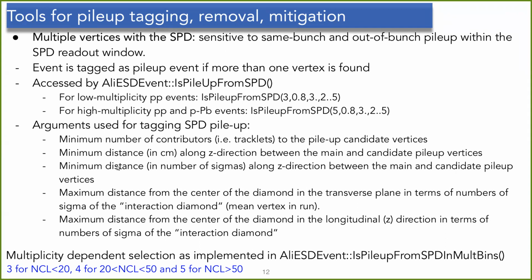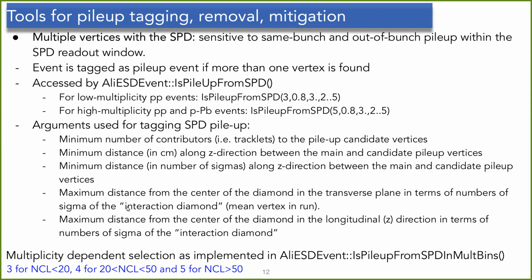Then you also have the condition on the minimum distance along the z direction between the main and the pileup vertices. It means you have one main vertex and other pileup vertices. You can check the distance along the z axis between those vertices, and you can put a minimum cut. Then you can also check the minimum distance along the z direction between the main vertex and the pileup vertices in terms of n sigma. So you calculate the distance, then you divide it by your vertex reconstruction resolution to get the number of sigma.